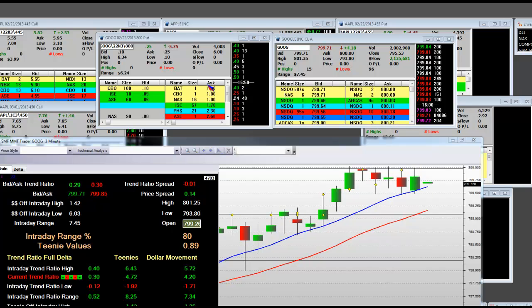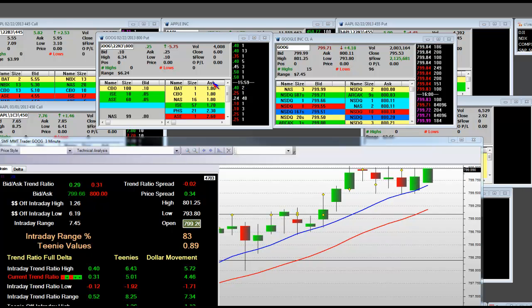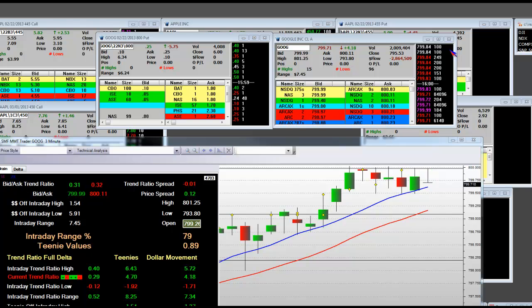There's that closing bell. There's that dollar off on the ask. And the last print, 25 cents. And there is Google closing at 799.71, slightly below the $800 price. That is the final closing bell of 25 cents here.